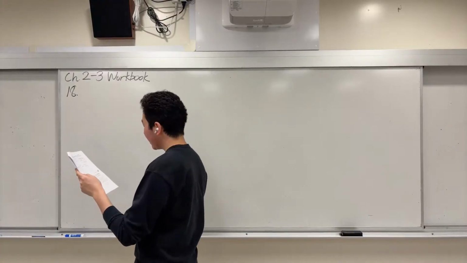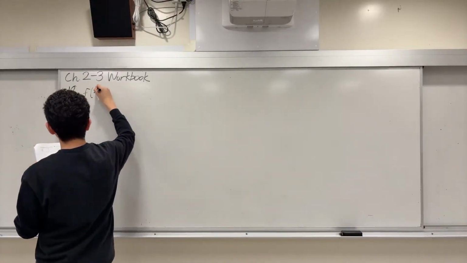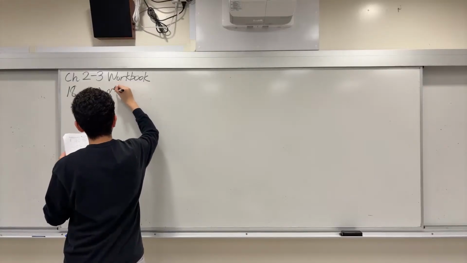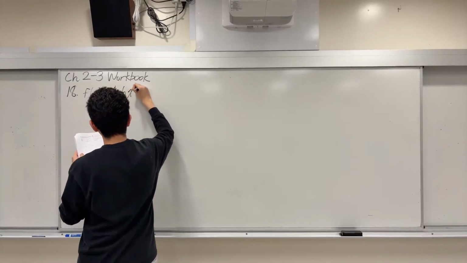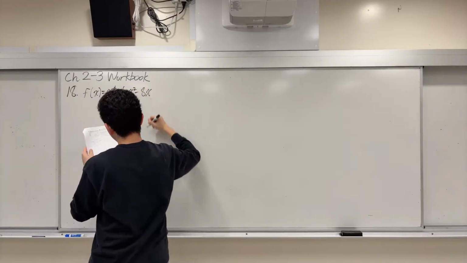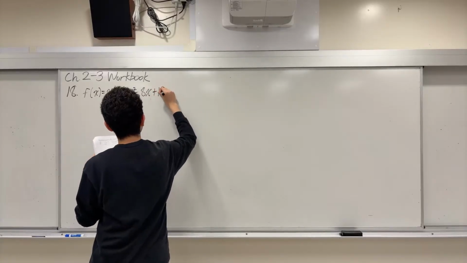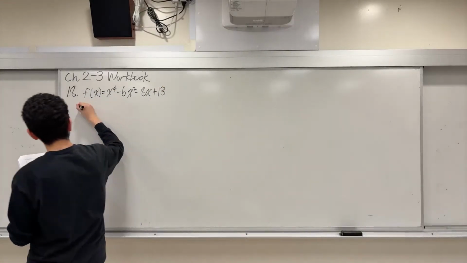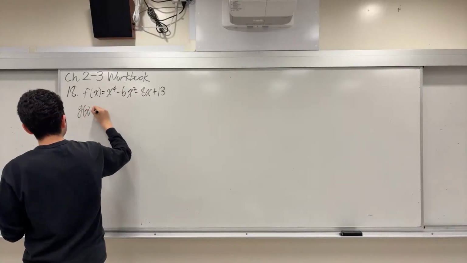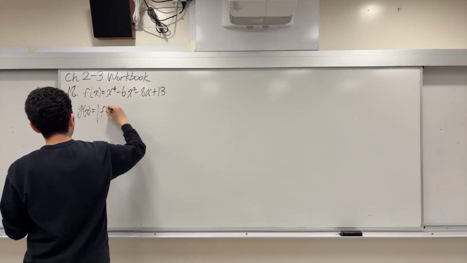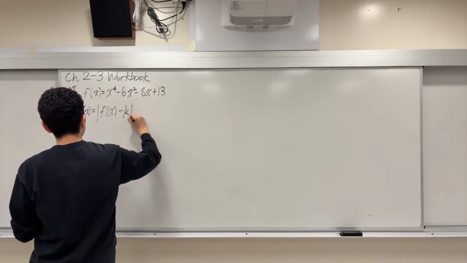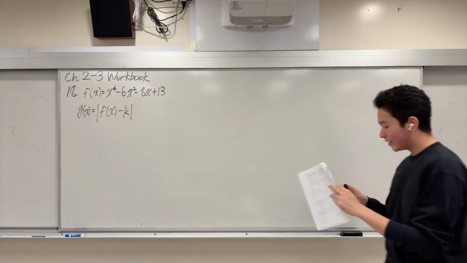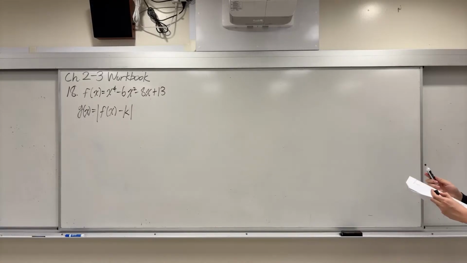It says, for function f of x, we're given a quartic function, x to the power of 4 minus 6x squared minus 8x plus 13 and constant k. Let g of x be the absolute value of f of x minus k. Given that g of x is not differentiable only at x equals a, find the value of a plus k.